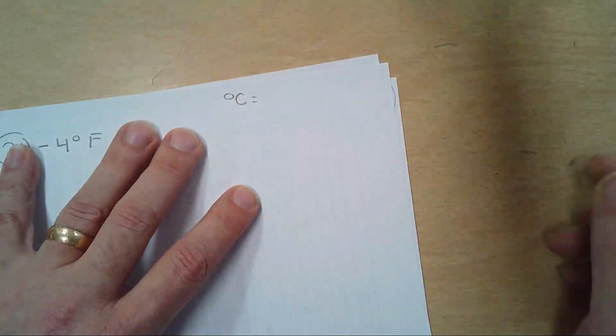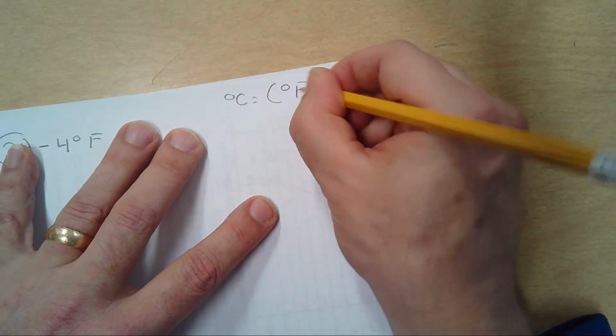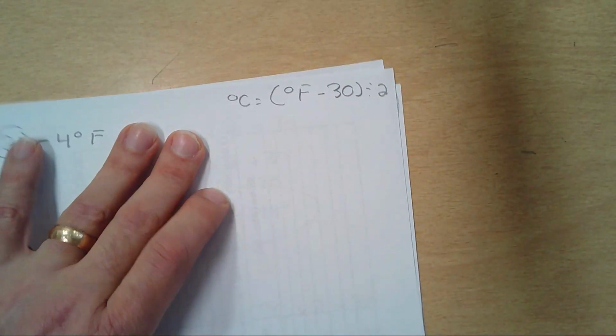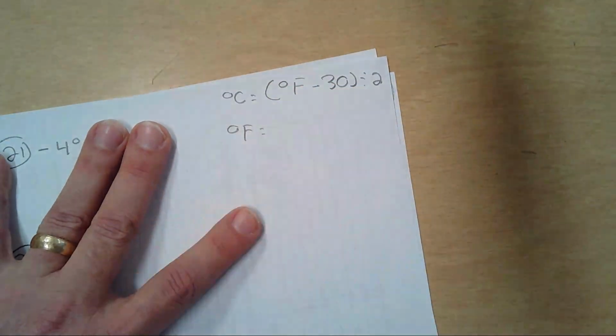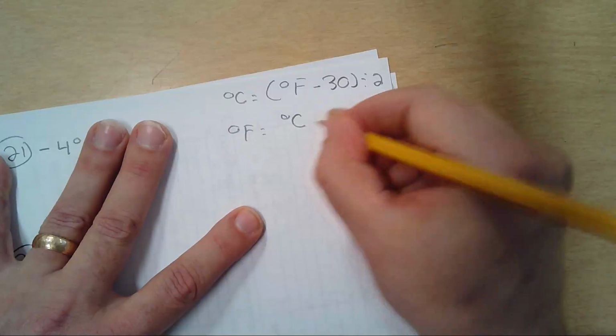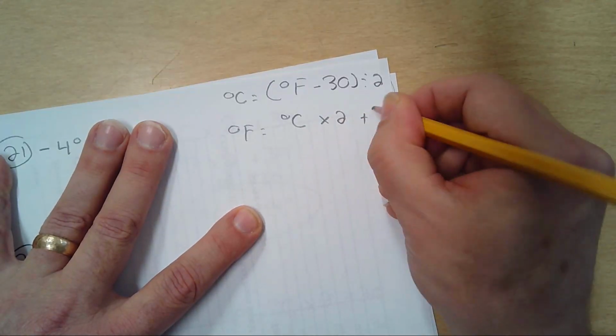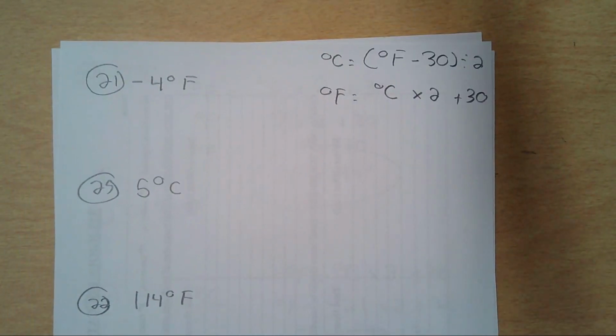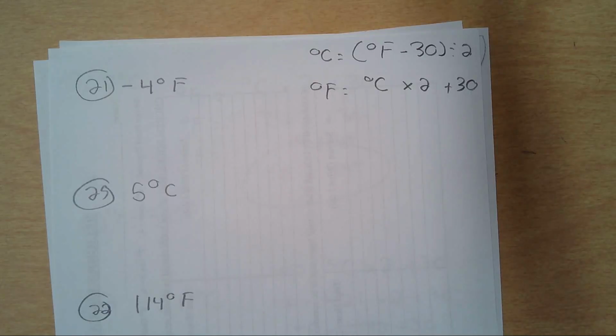So if you're finding Celsius, take your degrees Fahrenheit, subtract 30, divide by 2. If you need to find your Fahrenheit, take your degrees Celsius, multiply it times 2, and then add 30 to it. So there's your 2 formulas you'll need. So figure out which formula you need, apply the formula, solve the formula. 4 problems. 4 problems, 4 sticks.